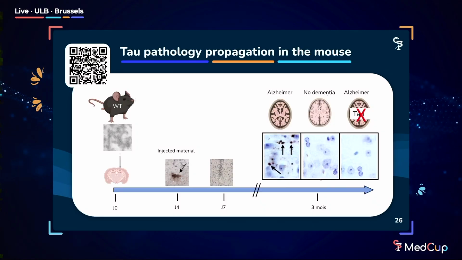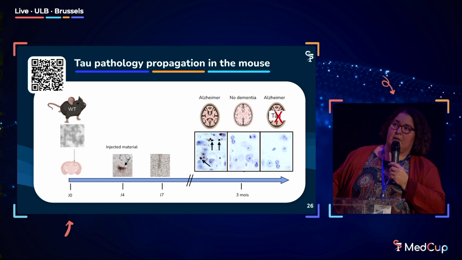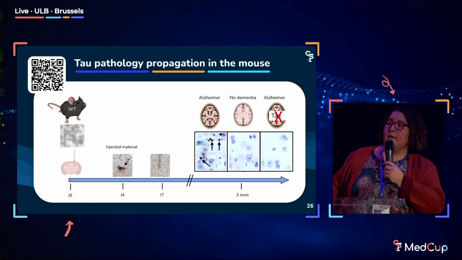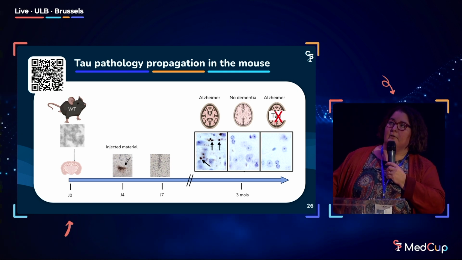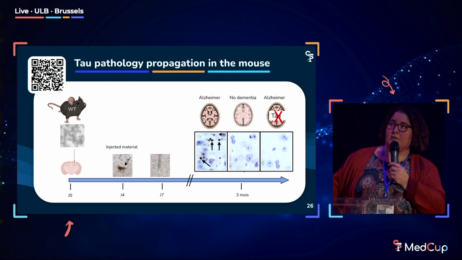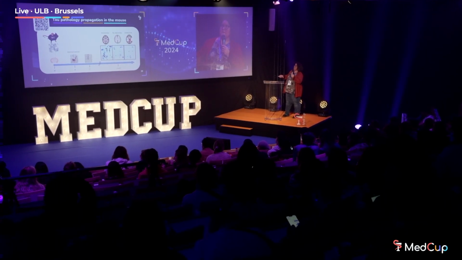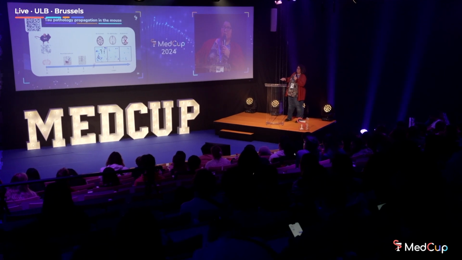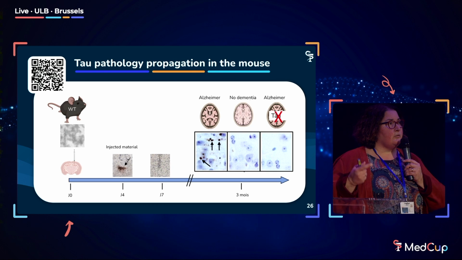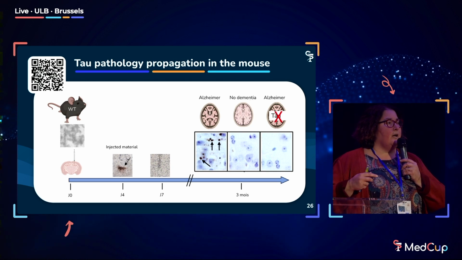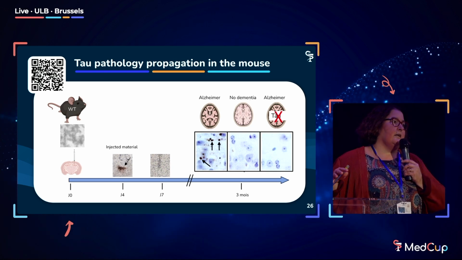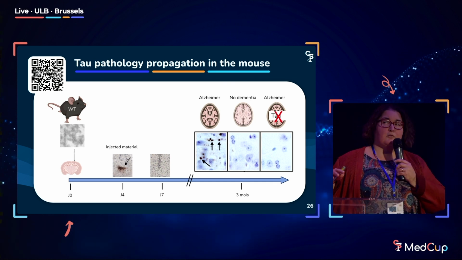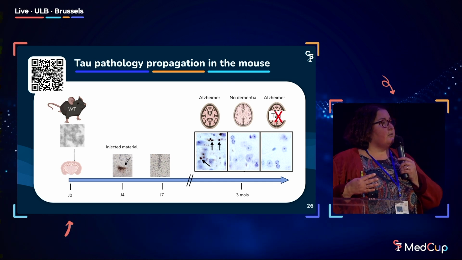After 4 days, we checked and we are able to detect the injected material. 7 days after the injection, we are not able to detect anything in the brain. And 3 months later, with the mice injected with the sarcosyl fraction from Alzheimer's cases, we observe accumulation of tau, here in brown color. These accumulations are highly phosphorylated, highly aggregated, and recapitulate all the characteristics like in Alzheimer's disease. Thus we reproduce completely the pathology observed in human.